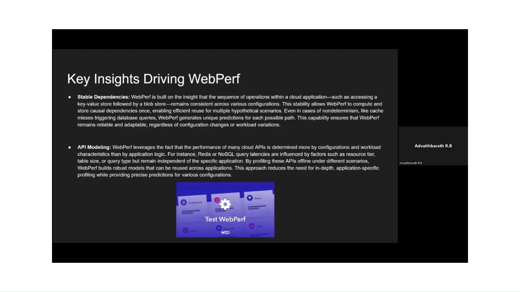API modeling. WebPerf focuses on profiling cloud APIs offline to build robust latency models. For example, the latency of a database query is affected by factors like query type and table size, not by the specific application logic. By identifying these patterns during offline profiling, WebPerf eliminates the need for extensive application-specific profiling, making it highly adaptable and efficient.